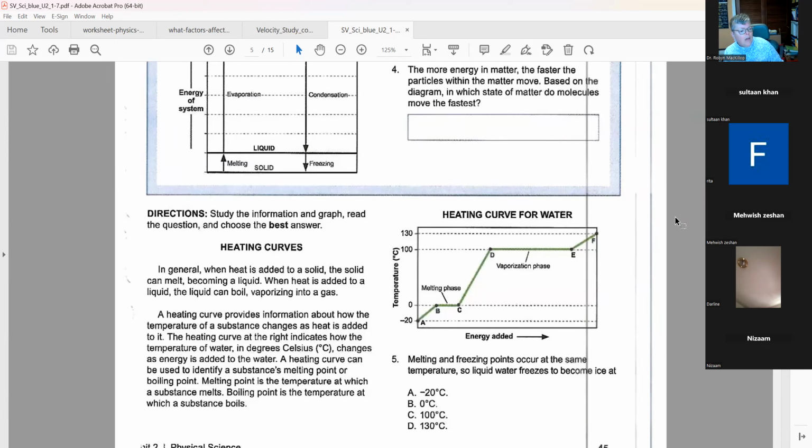All right, so here we have, and again, we're not going to read unless we have to. Melting and freezing points occur at the same temperature. So liquid water freezes to become ice at what temperature?